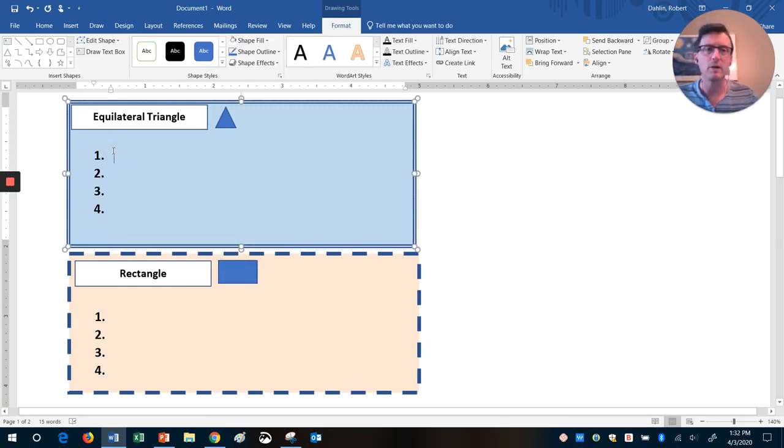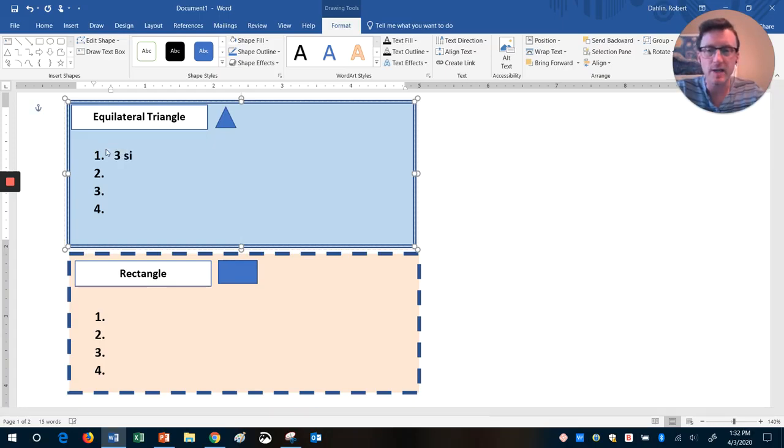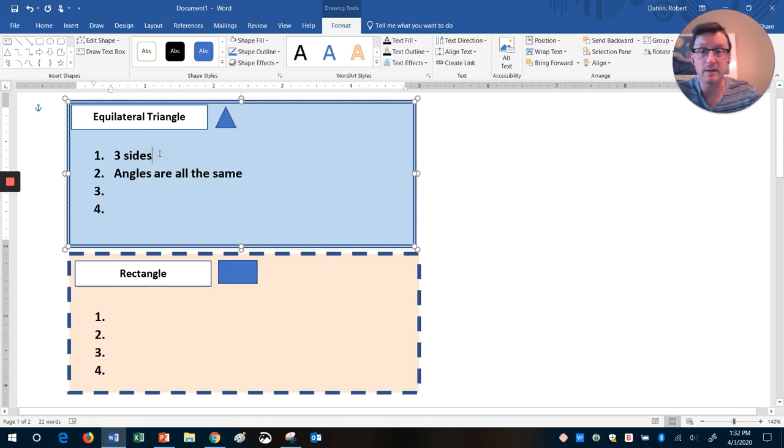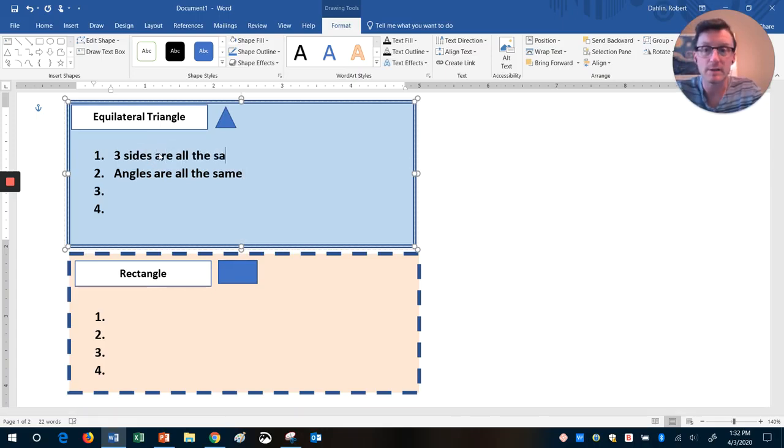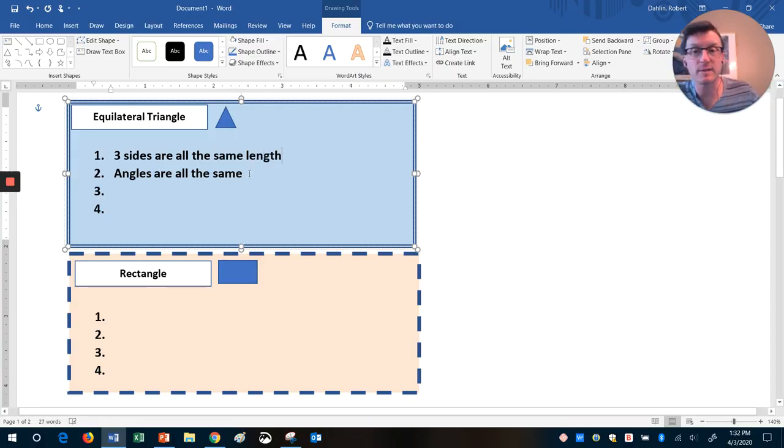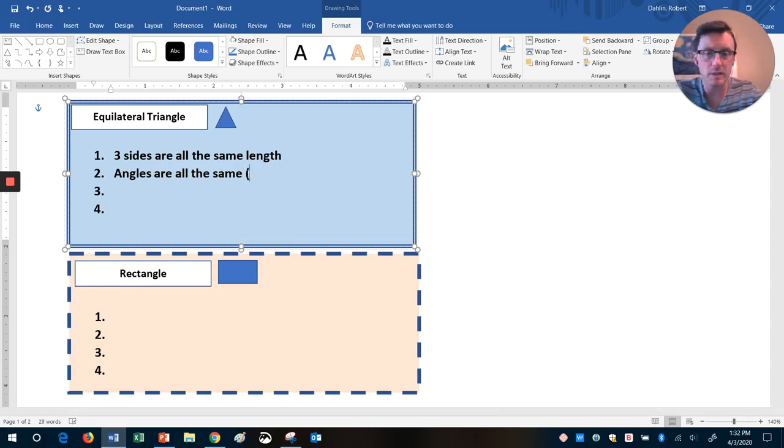So for an equilateral triangle, I want to list out all the different things that I can see about that equilateral triangle. So for example, I see that it has three sides. I see that it has angles. And if you know your geometry, we know that the angles are all the same. I can also say that the three sides are all the same length. So the angles are all the same, the three sides are all the same length. And if you know your geometry, you also know that the angles for an equilateral triangle are 60 degrees.